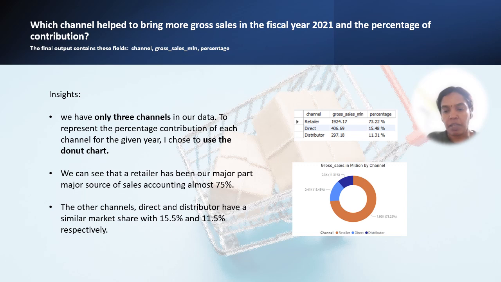It can be seen from the donut chart that retailer has 73% contribution, direct 15% and distributor 11%. We saw earlier that there were 164 retailers, 40 direct sales and just 5 distributors. So when you take that into account, distributors are performing really well for just the number 5, and retailer is our major source of income.